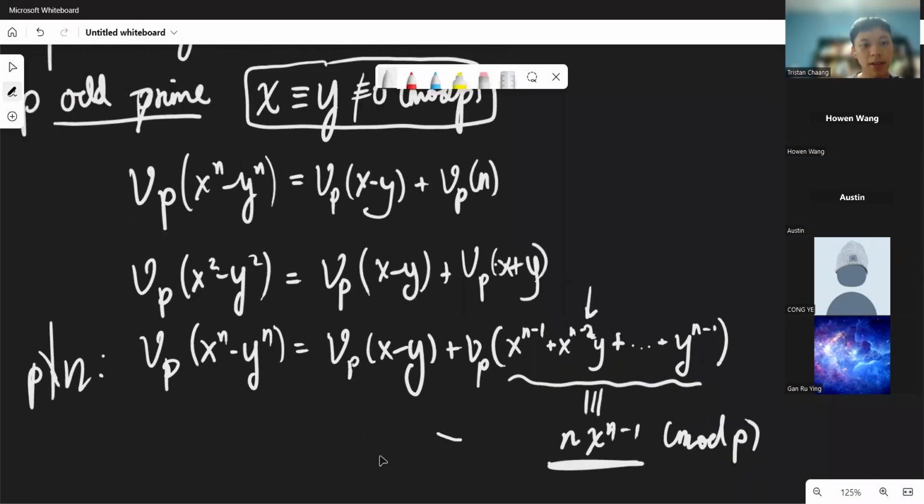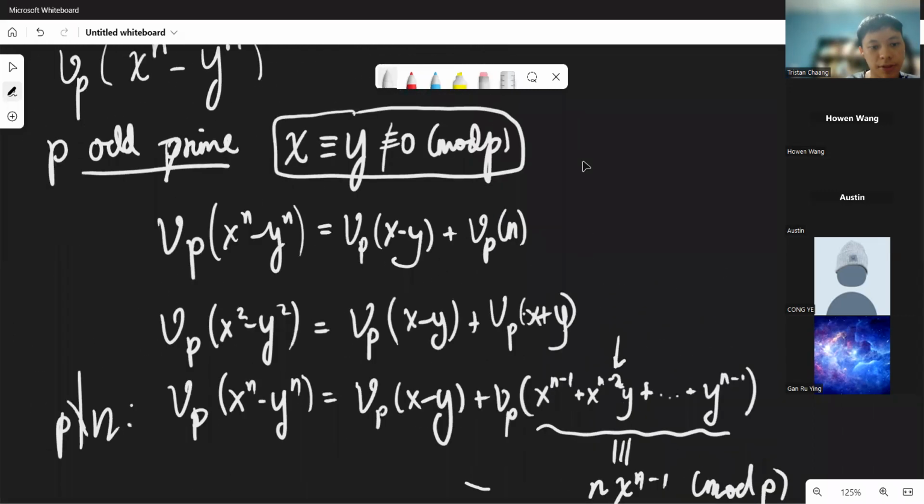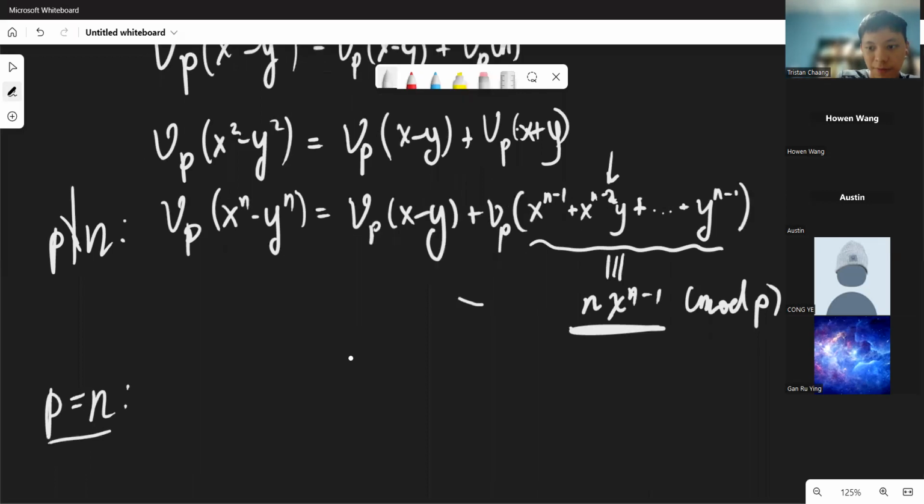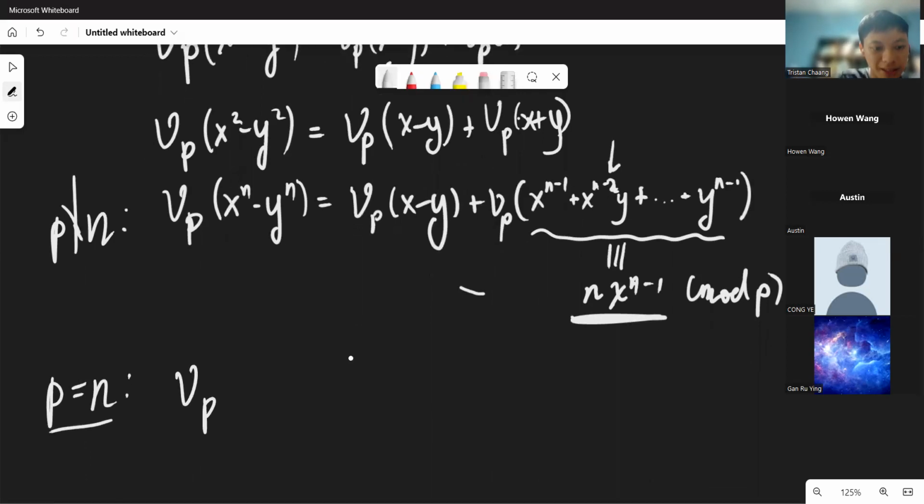Okay, so that's one case. Now, I claim that we just have to prove, for the next case, p equals n. And let's not say why first. You can think about it, but I will prove the case of p equals n first, while you can also think about why these two cases are enough to say it's true for all n. But let's just prove this for p first.